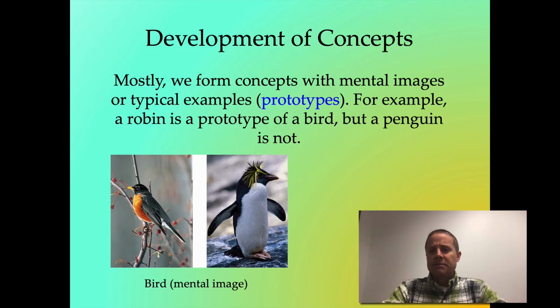When we develop concepts, a lot of times we do it with mental images, but sometimes we do it with something called a prototype. For example, if you have the concept bird, a prototype might be a robin, which is the most commonly occurring bird. If you shut your eyes and say bird, what comes to mind? Maybe a robin. Probably not a penguin or an ostrich, because those are birds, but they're not typical looking. So a prototype is the most typical example of a concept.